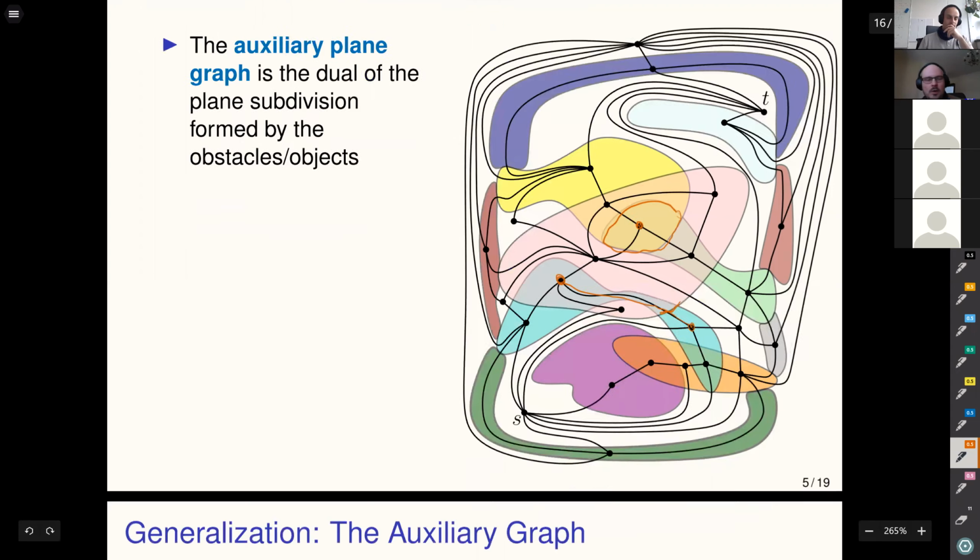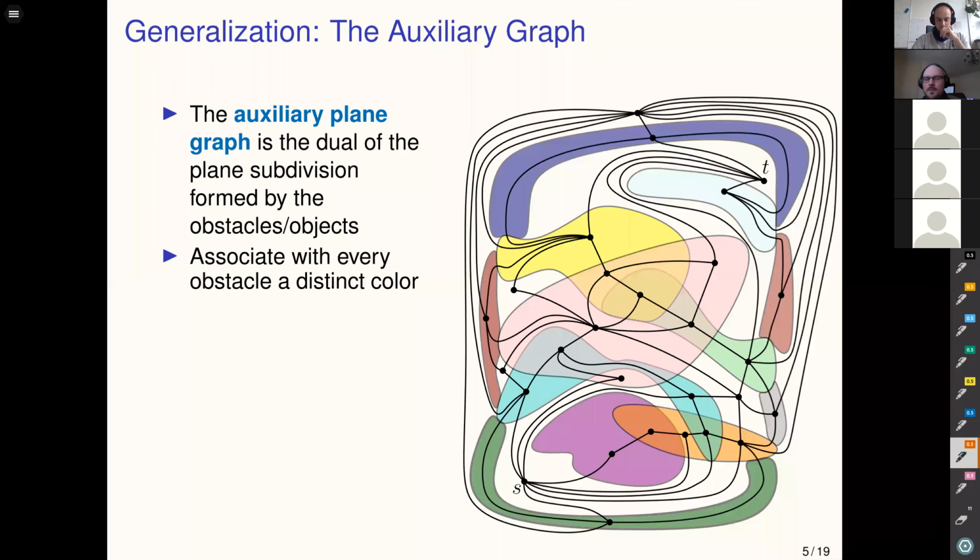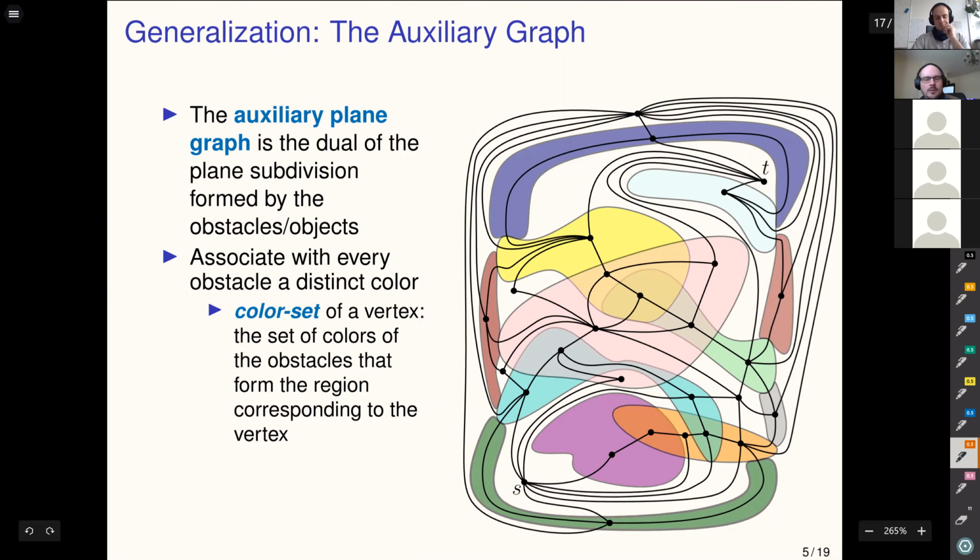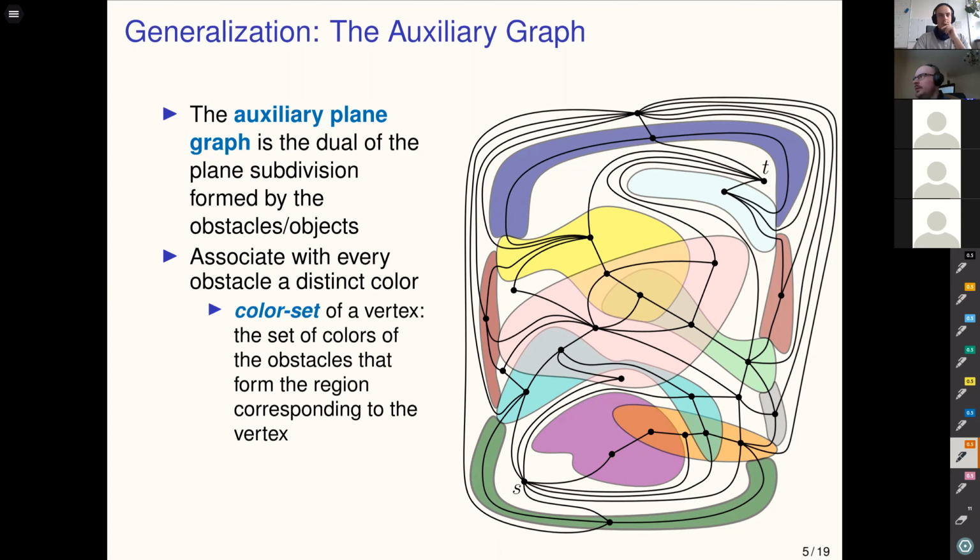Okay, and now we also associate every obstacle with some color, and we associate every vertex with a color set, such that the color set of a vertex is basically the set of obstacles whose intersection creates this region, right? So for example, for this vertex, we'll have three colors: yellow, green, and pink.